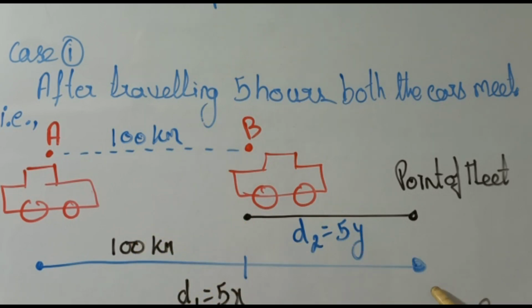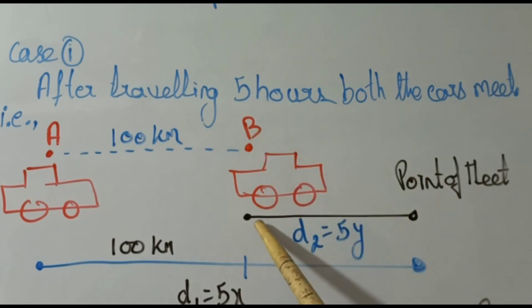Why? Because it met at a point. What does it mean, it met? It means the first car traveled 100 kilometers, covered the gap of 100 kilometers, and also traveled the distance traveled by the second car, and met at the point C after 5 hours. This is the key point you are supposed to remember.